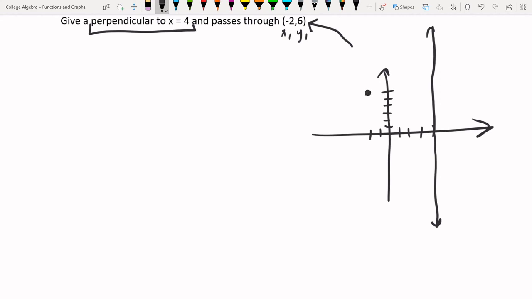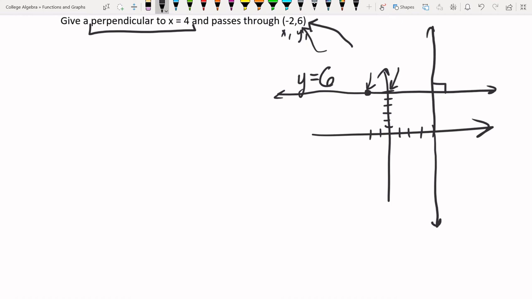That's the point right there, which means we want a line that crosses through the point and is perpendicular, in other words, a flat line through it that's perpendicular to x equal to 4. Well, that's going to be y equal to something. That's the equation of a flat line. And whatever this y value is, it's the exact same y value as the point, which is 6. Y equal to 6 gives us that line there.